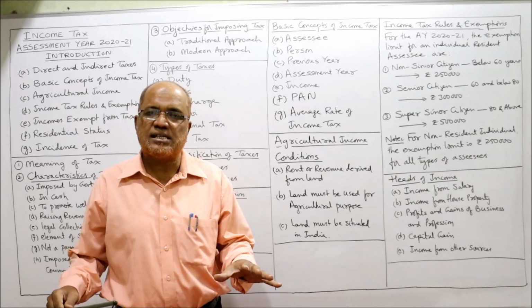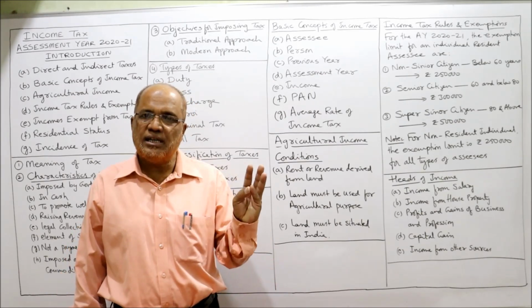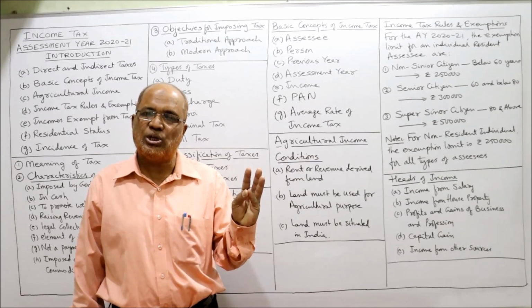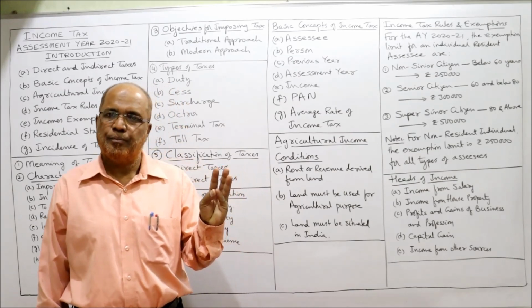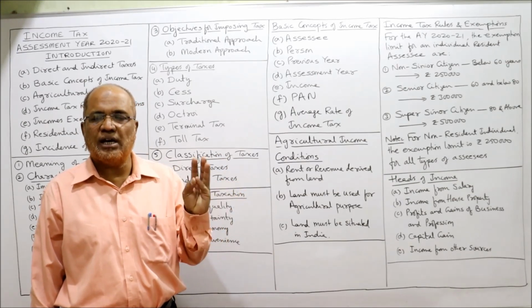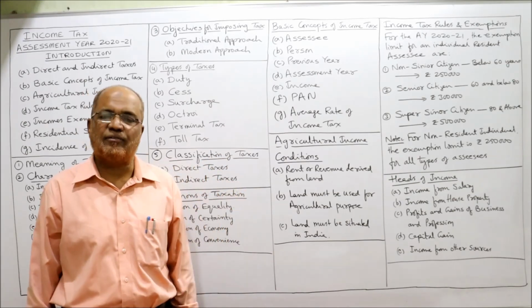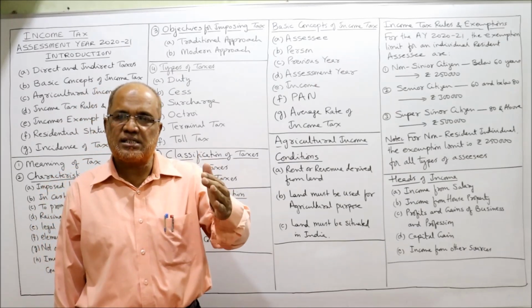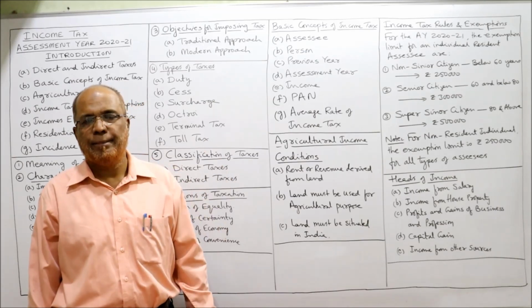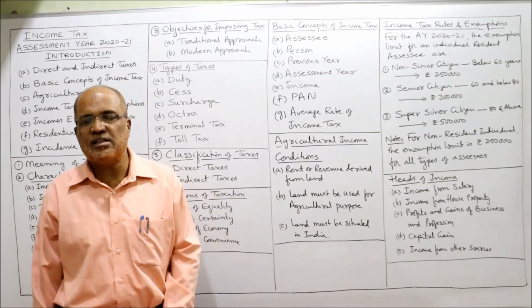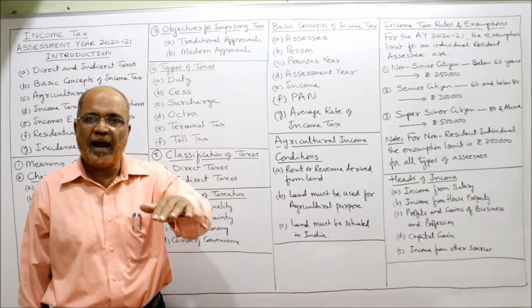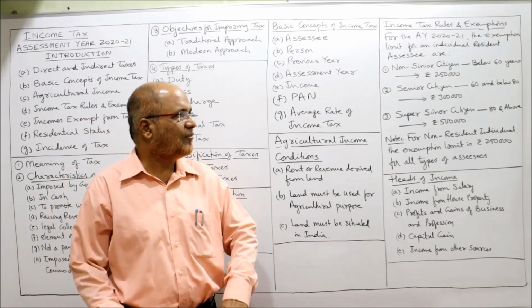So we can categorize the SSCs into 3: non-senior, senior and super senior. Non-senior persons are below 60 years of age. So for non-seniors, the basic exemption limit is 2,50,000. Senior citizen, 60 and below 80, they are called senior citizens. For senior citizens, the basic exemption limit is 3 lakh. For super senior citizens, 80 and above, the basic exemption limit is 5 lakh.